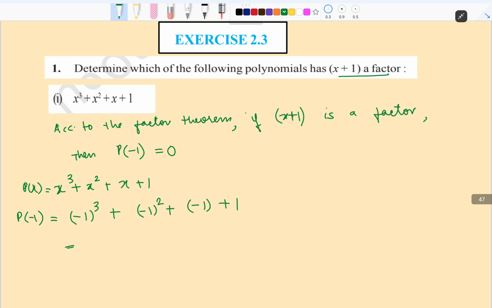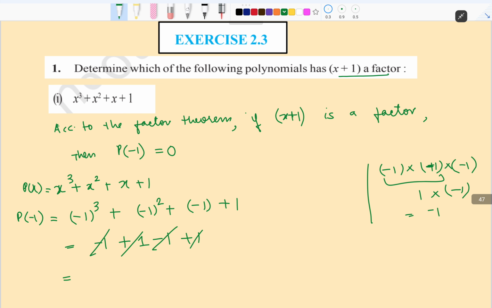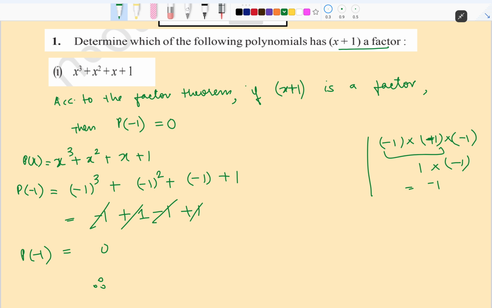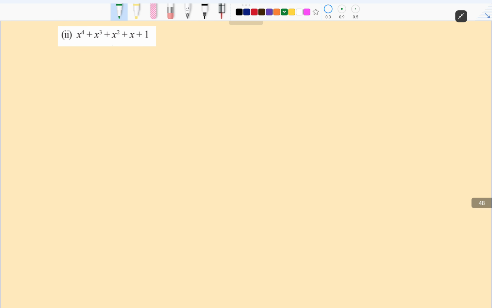Minus 1 cube is minus 1 into minus 1 into minus 1. So this will be 1 into minus 1, which is minus 1. So minus 1 plus minus 1 square is positive 1, plus into minus 1 is minus 1, plus 1. Plus 1 minus 1 cancels out, plus 1 minus 1 cancels out. Because p of minus 1 is equal to 0, therefore x plus 1 is a factor. Correct?